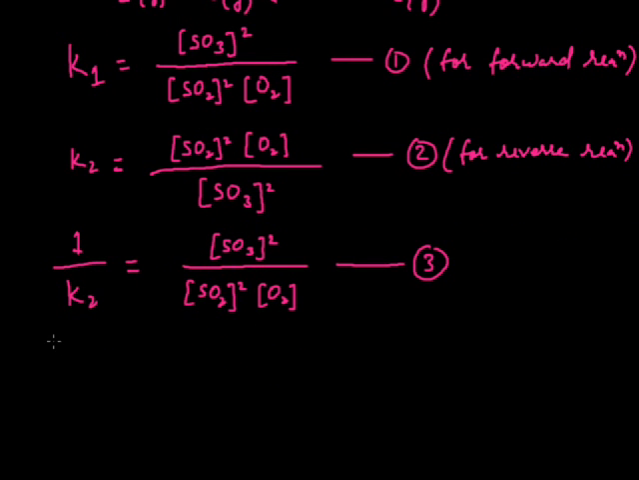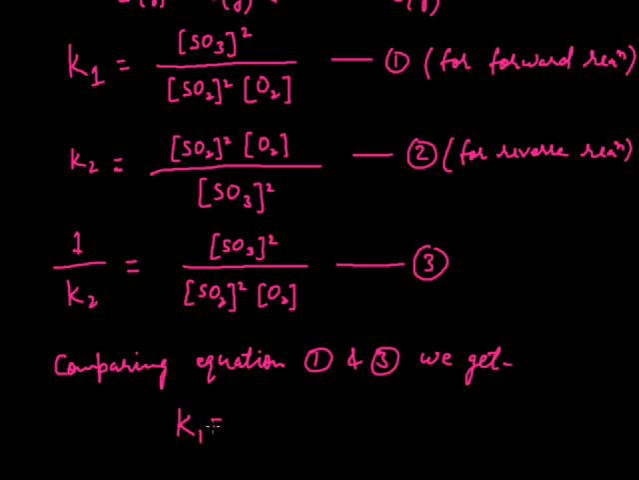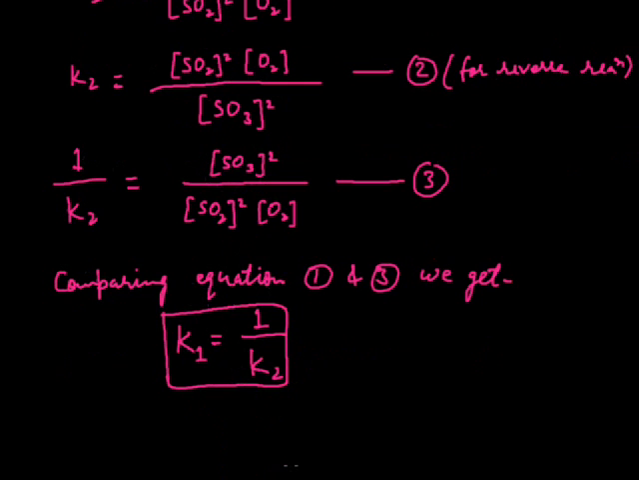Now on comparing equation 1 and 3, we get the following relation. K1 is equal to 1 upon K2. This indicates that the equilibrium constants of the forward and the reverse reaction are reciprocal of each other.